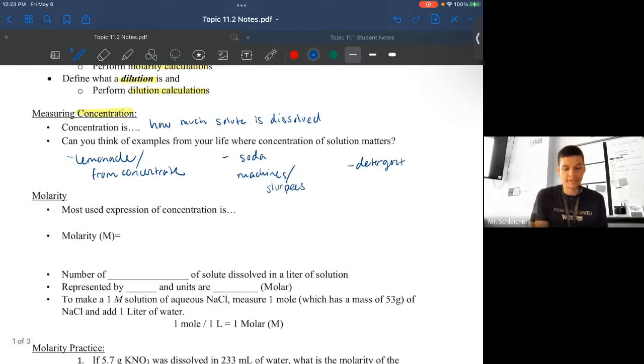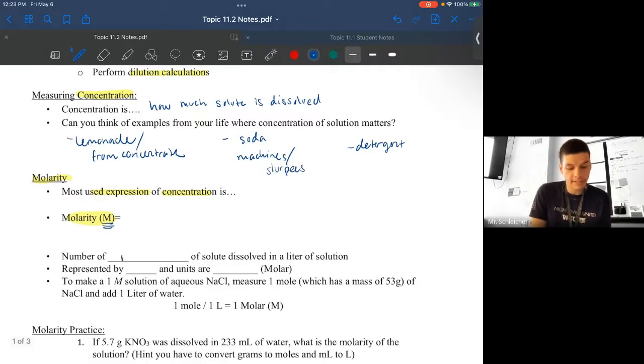So how do we measure concentration? We can talk about concentration all day, but we need to put numbers to it. The number that we put to concentration is called molarity. The most used expression of concentration is molarity, and we tend to use a capital M as the abbreviation for molarity. Molarity is the number of moles of solute dissolved in a liter of solution.